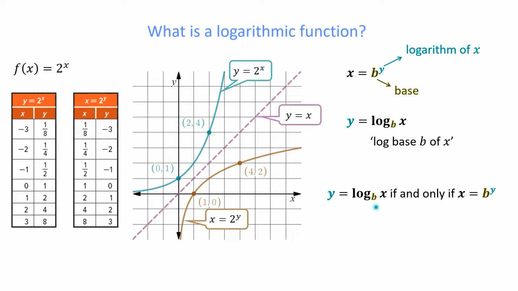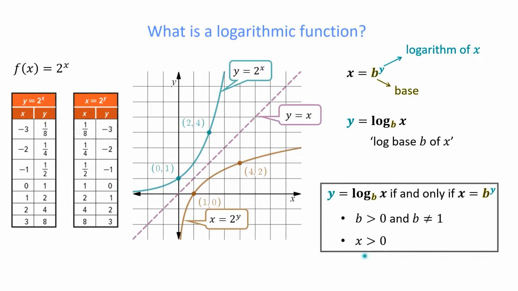And there are conditions on b and x. They are such that b has to be strictly greater than 0, so it has to be positive, and b cannot equal 1. And x has to be strictly greater than 0, so you can see here x has to be positive. And you can see on the graph here, for x being less than or equal to 0, the logarithmic function is undefined. So please be sure to make a note of this as well.